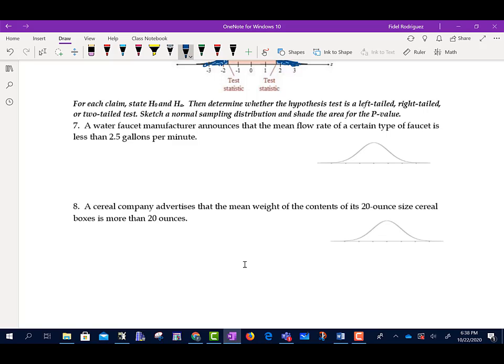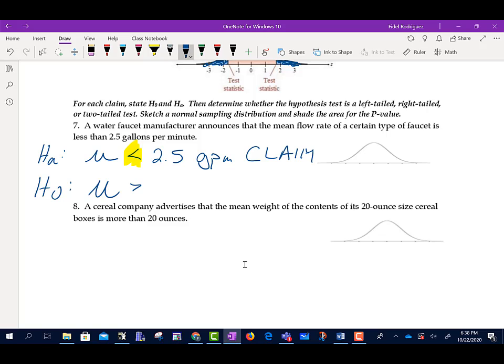Look what it says. A water faucet manufacturer announces that the mean flow rate, so that's my symbol for mean, is less than 2.5 gallons per minute. Remember, this is my claim. That's the first thing I'm going to write down. Then I'm going to look at this part here and say, look, this does not have an equal to part, so this has to be my alternate, because my null will have an equal to part. So what's the opposite of saying something is less than? Saying something is bigger than or equal to. Okay?